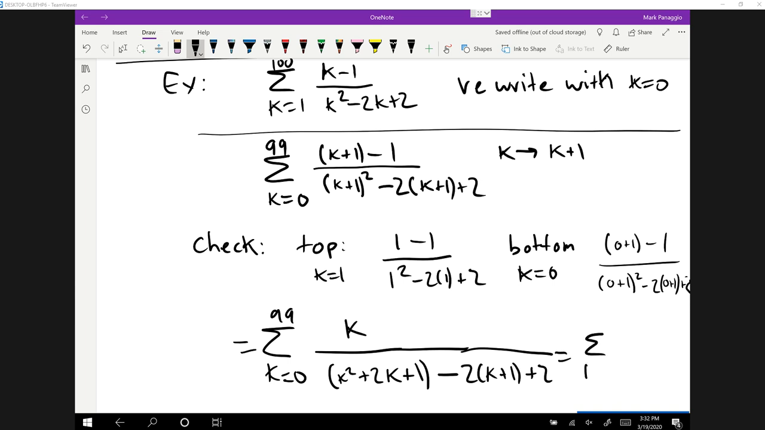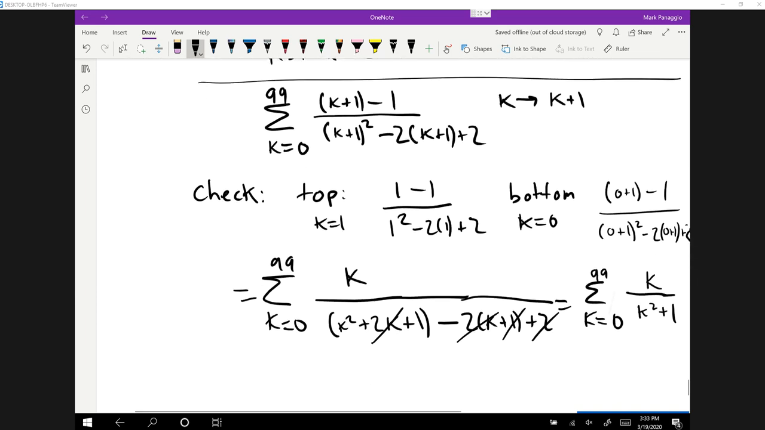And if you start doing some cancellation now, you're going to notice that things simplify down quite nicely because we have a 2k and a minus 2k, as well as a negative 2 and a plus 2. And so we're left with just k squared plus 1 in the denominator. Okay, so we can rewrite the limits of our sum as well as the terms of our sum so that the index starts at a different value, but the resulting terms that we add up are exactly the same.